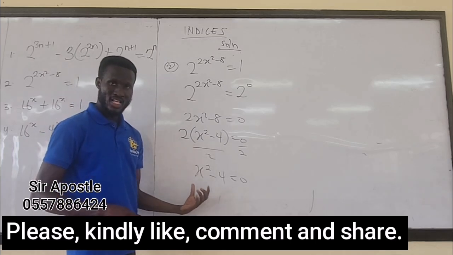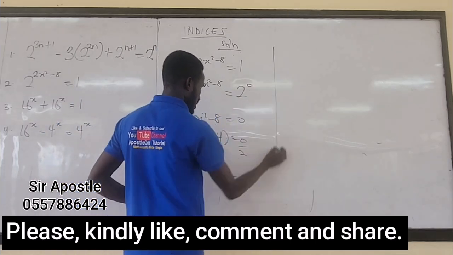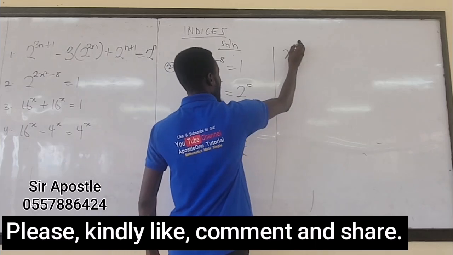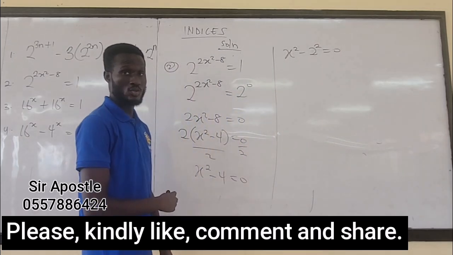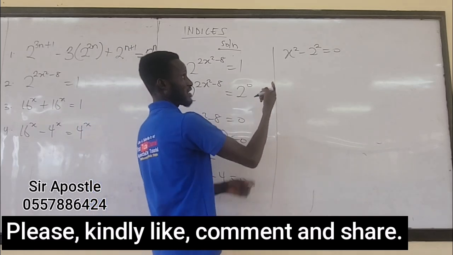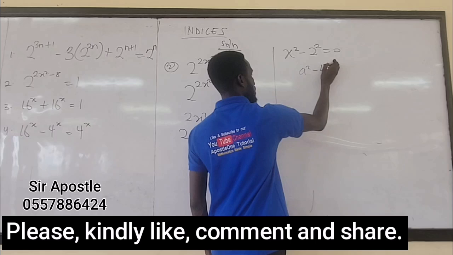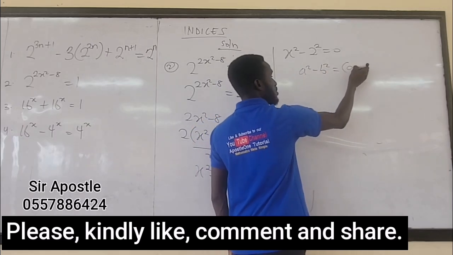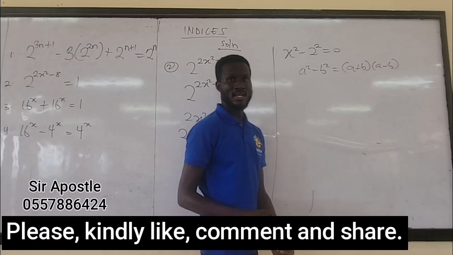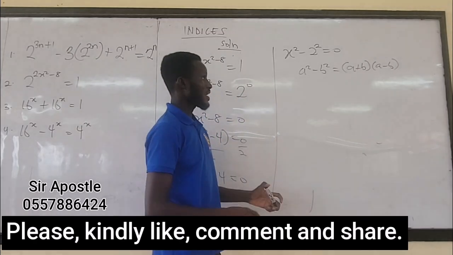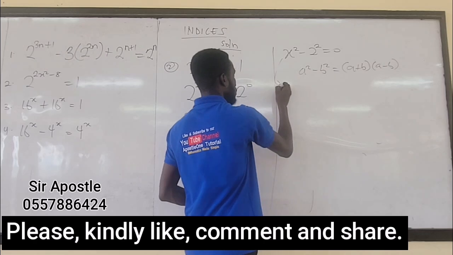Now this x squared minus 4 is equal to 0. I see this one as difference of 2 squares. So difference of 2 squares is the same as x squared minus 2 squared equal to 0. Now at this point, how do we operate on difference of 2 squares? If I have a squared minus b squared, then it is the same as you add the bases, then you subtract the bases. That is difference of 2 squares. So from here, we can continue.